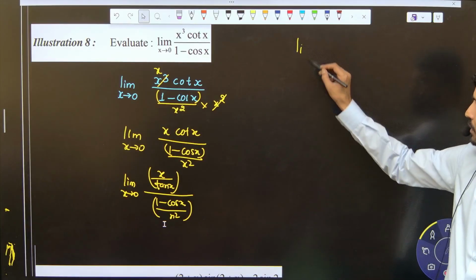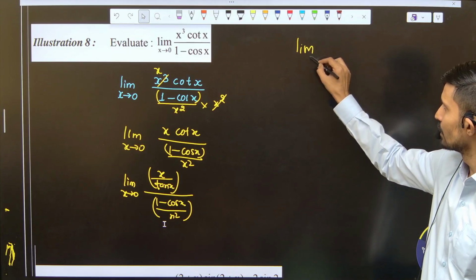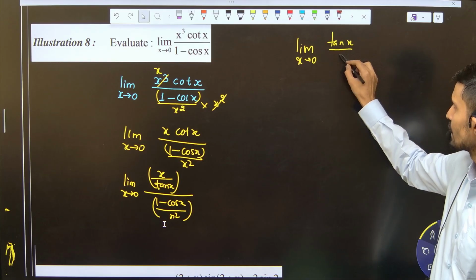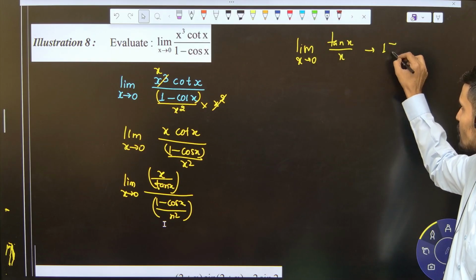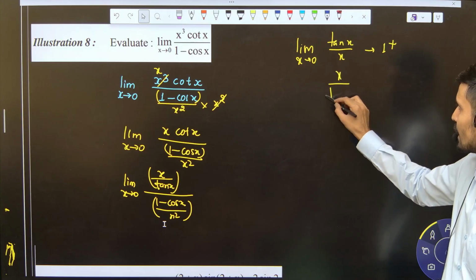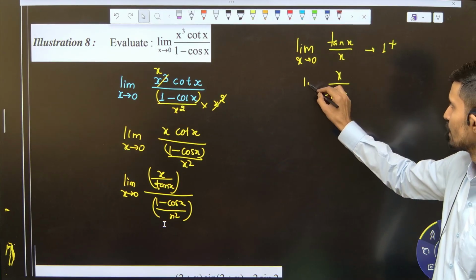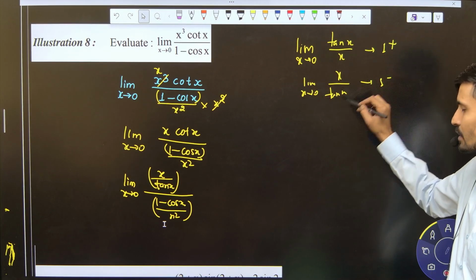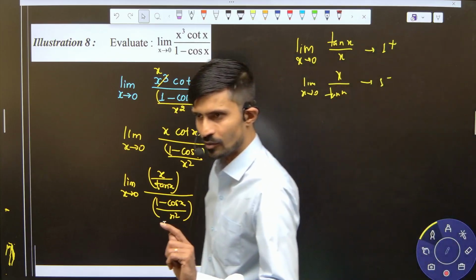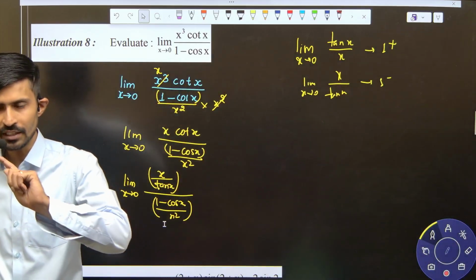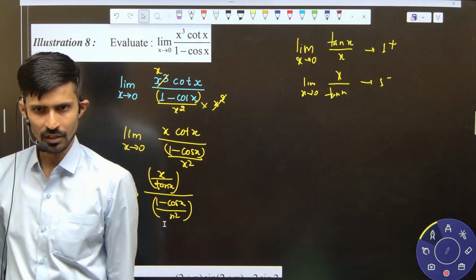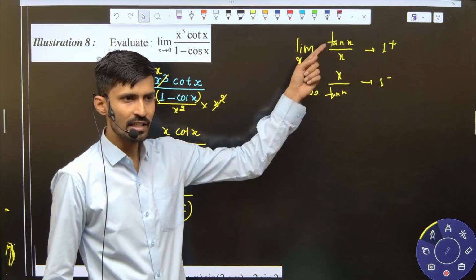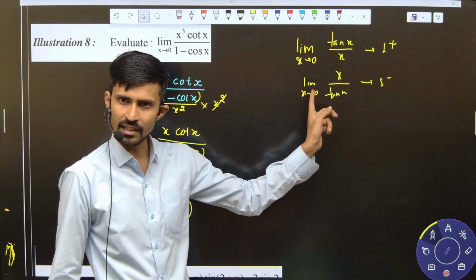Limit x tends to 0, tan x by x is 1 plus. Yes or no? It means x by tan x, limit x tends to 0, will be 1 minus. Tan x by x is 1. If p by q is 1, then q by p will also be 1. So if tan x by x is 1, x by tan x is also 1. Sin x by x is 1, x by sin x is also 1.